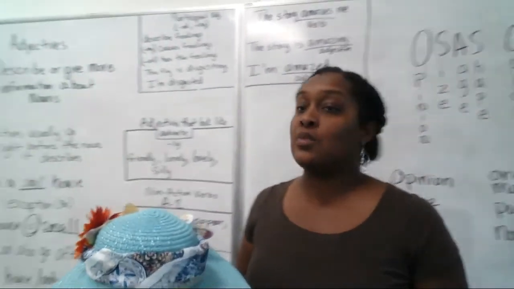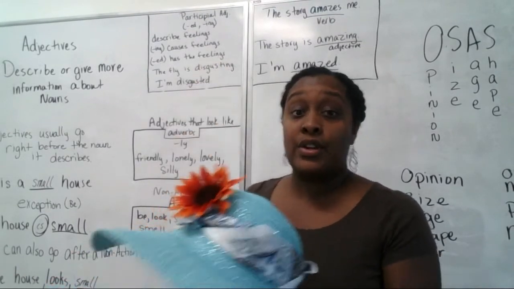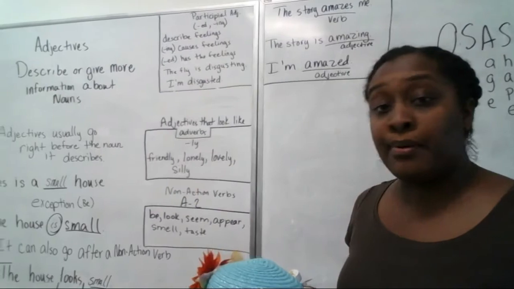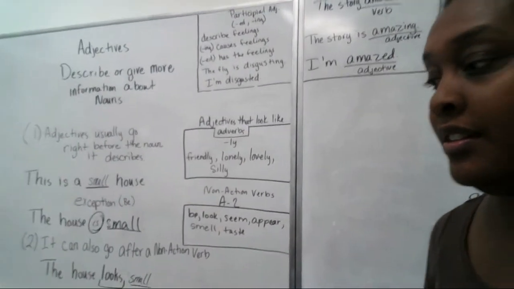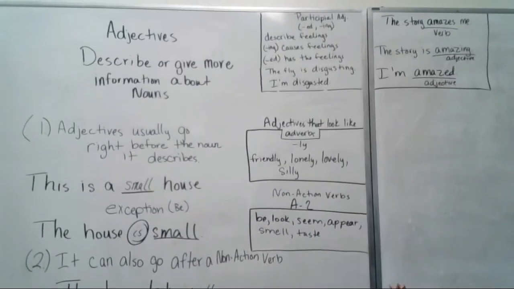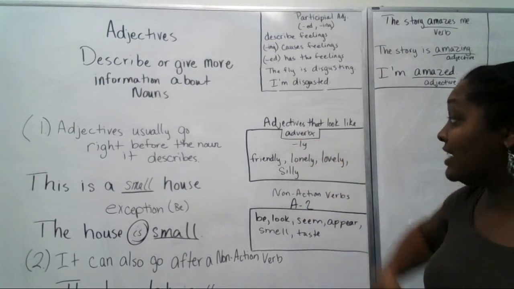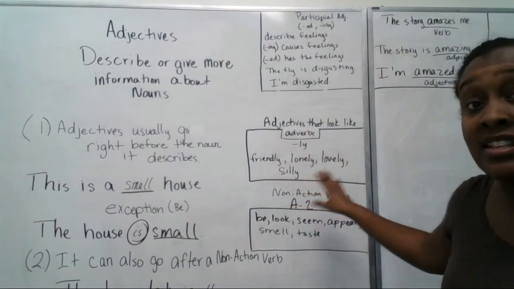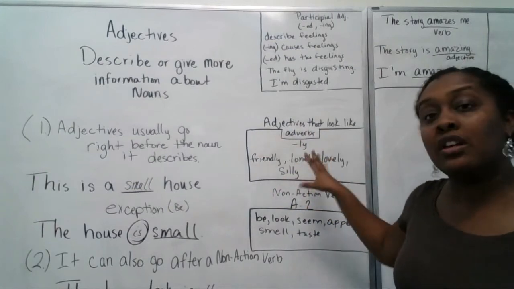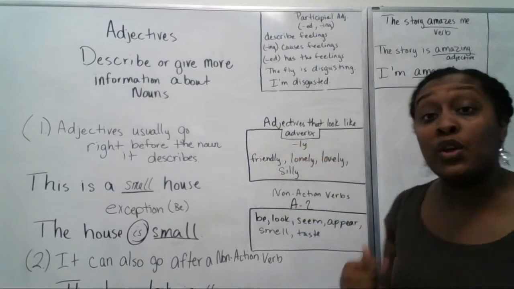I want you to practice with your -ing and -ed endings for your adjectives. And you can practice if it's applicable, which you can make it applicable. You want to have your non-action verbs in there too. And use some adjectives. Oh, I forgot to tell you about these. These adjectives right here, they look like adverbs, but they are actually adjectives. And they look like adverbs, which we will learn next.